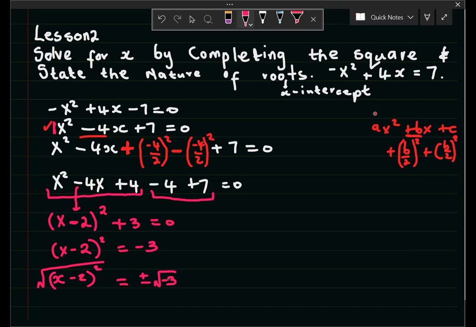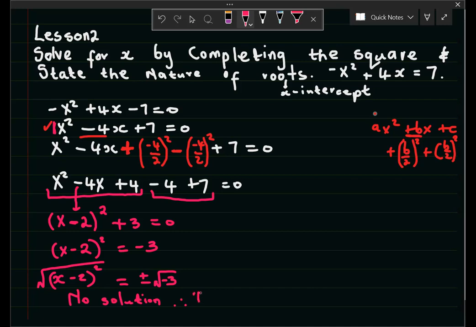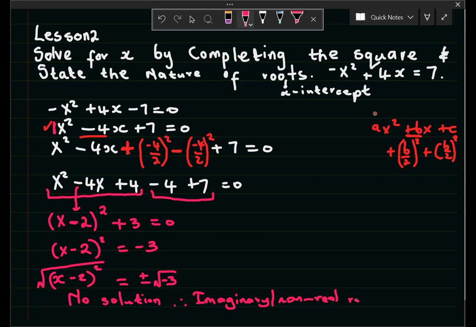But from here, I'm not going to proceed because I can see that I have a negative number inside the square root, which means no solution, right? Remember, we cannot have a negative inside the square root, so no solution. Therefore, if there's no solution, it means imaginary roots, right? Imaginary or non-real roots. Perfect. And then we have solve for x by completing the square, which is no solution. And if we don't have answers, it means our roots are non-real or imaginary.